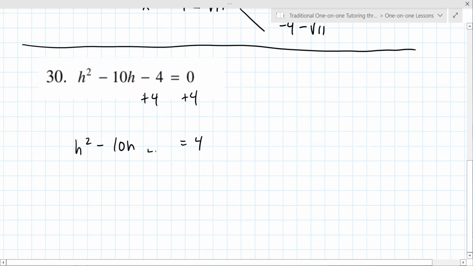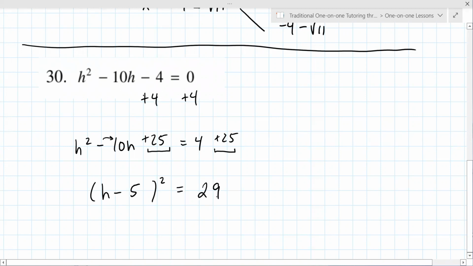And then this is really key. You have to put that placeholder, that bucket or line or whatever you want to do, to make sure it's in both places. And then in terms of what goes inside parentheses, it's half of negative 10 because that operator goes with the number. So it'd be h minus 5, and then plus 25 there.